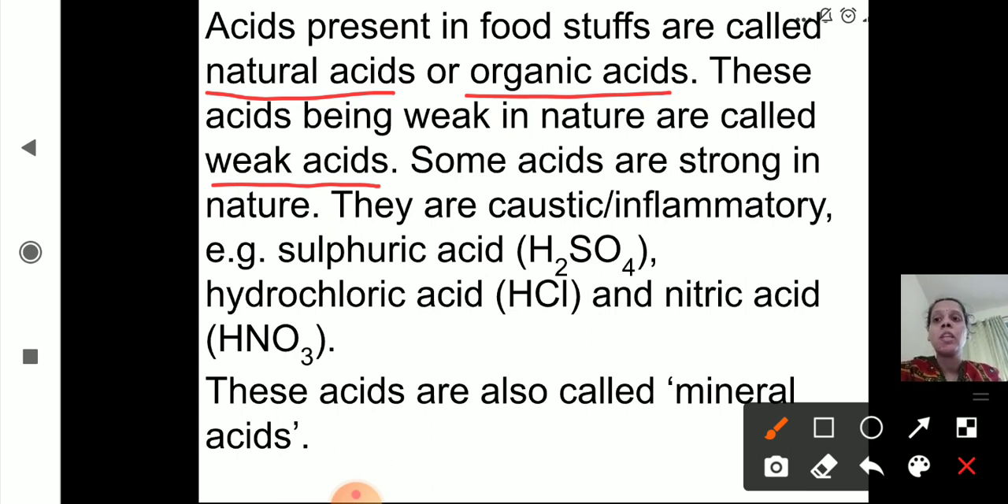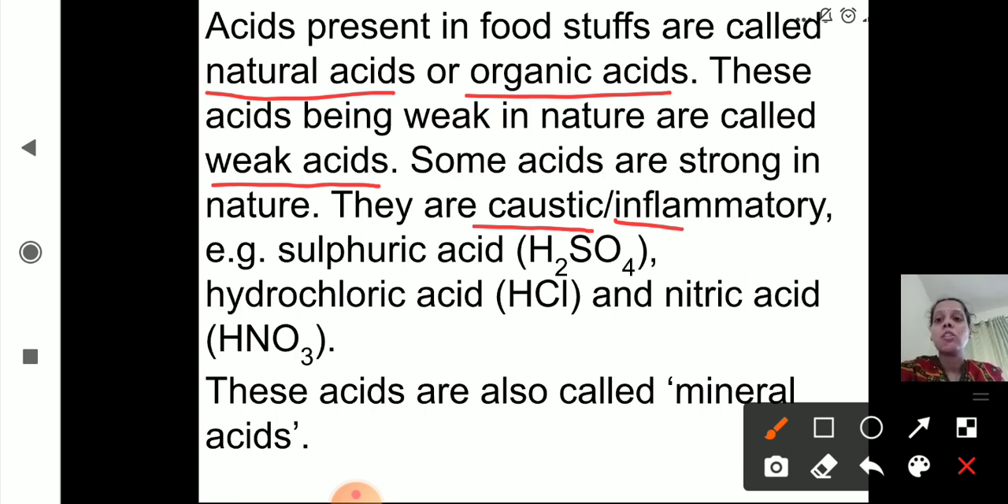Some acids are strong in nature; they are caustic or inflammatory. They cause burns to the skin, or rashes. For example, sulfuric acid, that is H2SO4, hydrochloric acid, that is HCl, and nitric acid, that is HNO3, are examples of strong acids which are caustic and inflammatory and burn the skin.